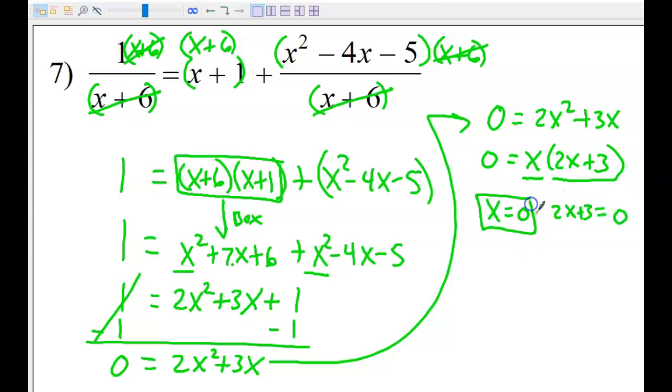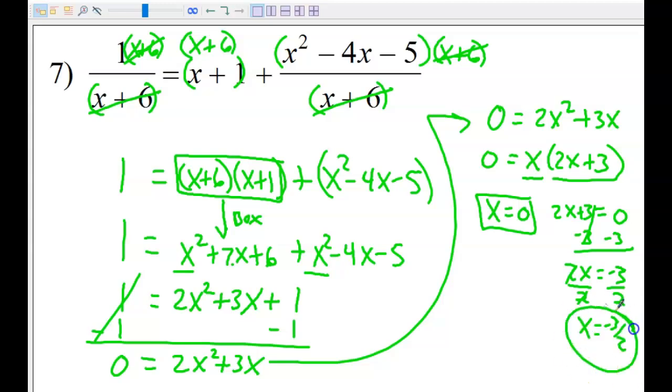So here's one of my answers, x equals 0. And here's my other one. So in this case, I get 2 answers.